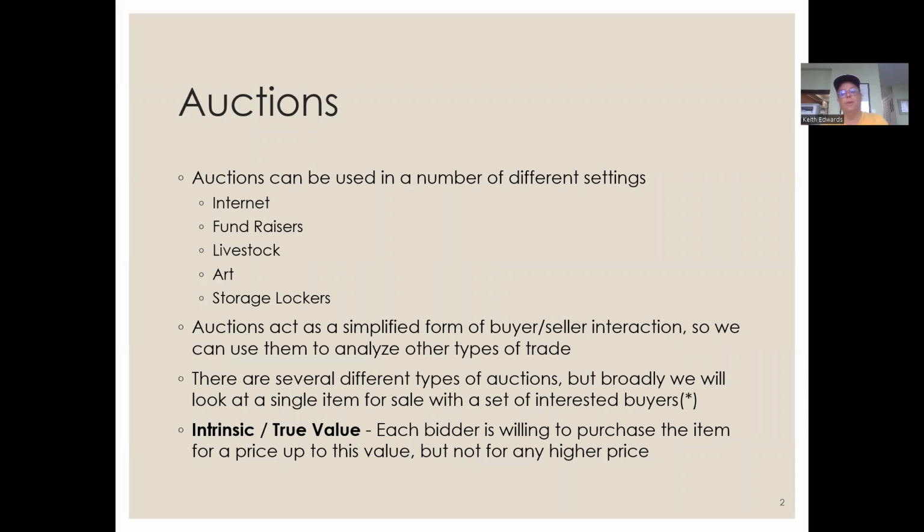So there's a simplified version of buyer and seller interaction that can give us insight into more complicated forms of buyer and seller interactions. Several different types of auctions, but the ones we're going to be interested in is a single item for sale with a set of interested buyers. Now, you can have a single item to be purchased from one of multiple sellers. That's a process known as procurement, and we may be interested in looking at that a little bit later on, but for today, we're going to be looking at that single item for sale with a set of interested buyers.